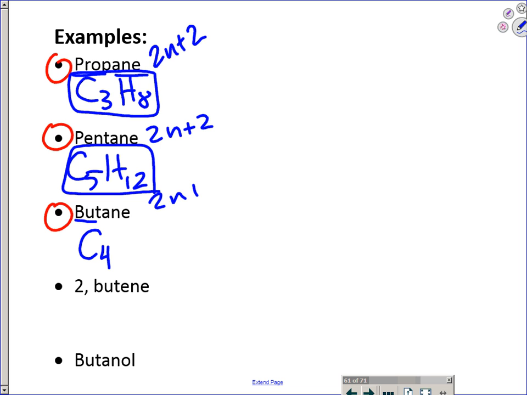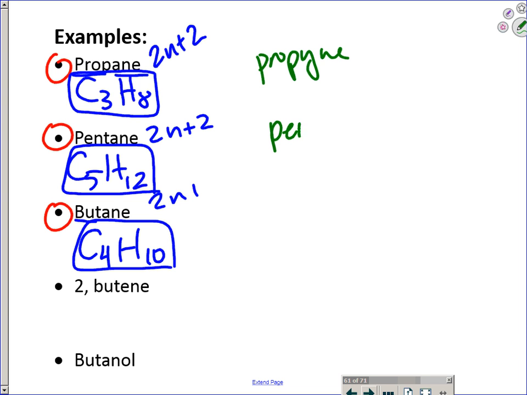This is a 2N plus 2 because they're all in an ane. So then how many hydrogens should I have? H10. Okay, so I'm going to adjust all these names to not be anes, but to be ynes. So when I say yne, am I saying Y or E? Y, okay, so propyne, pentyne, and butyne. Get your formulas.